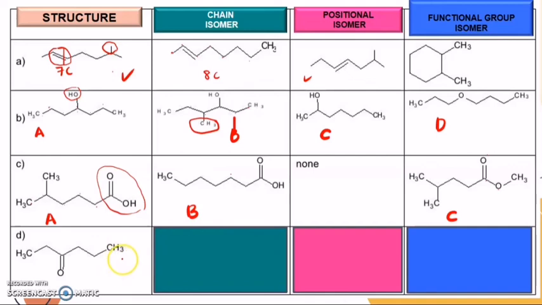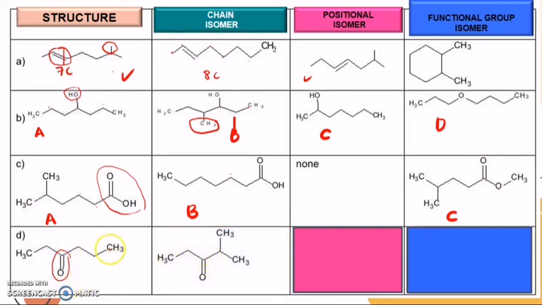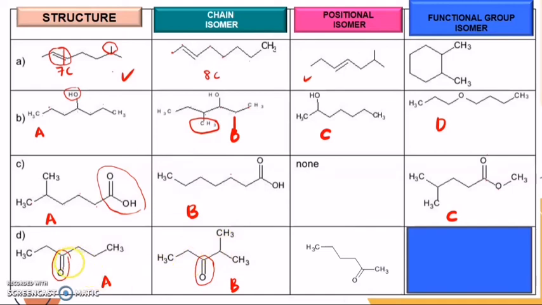The last structure has this functional group, which is the carbonyl group, and it is a ketone. For the chain isomer, I shorten the longest chain and have one side chain, but I maintain the number of carbons, same as A. Say this is B. A and B are chain isomers. For the positional isomer of A, I will change the position of the C=O. In A, the C=O is attached at the third carbon, while in this D structure, I have changed the position of the C=O to the second carbon. So A and D are classified as positional isomers.